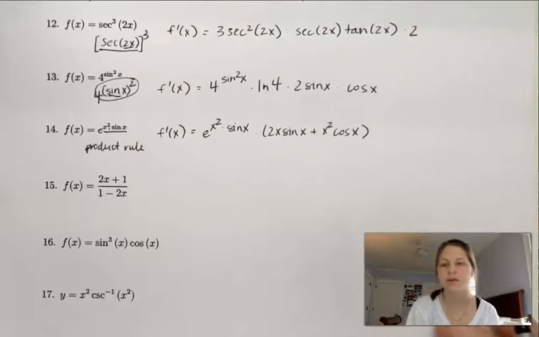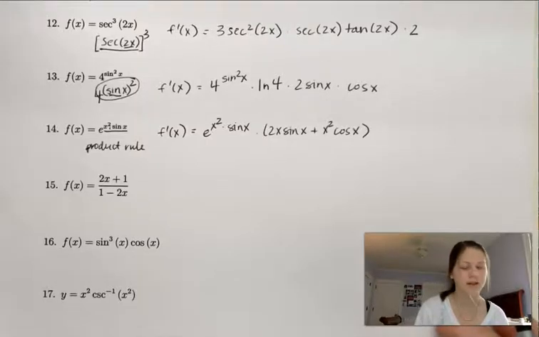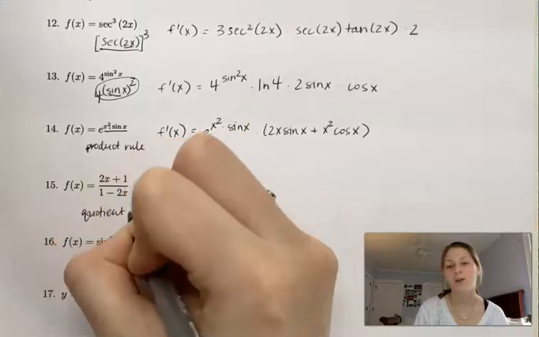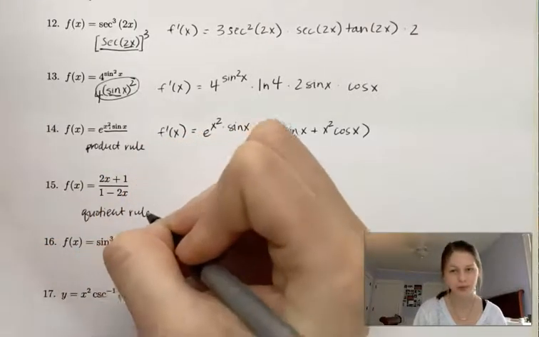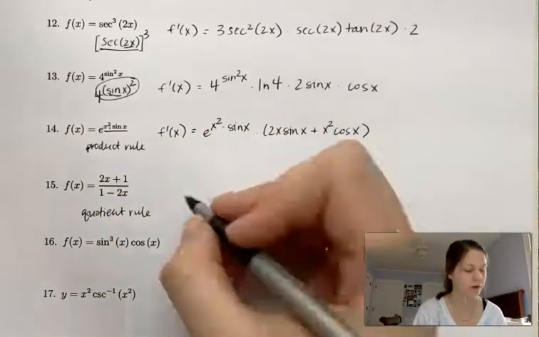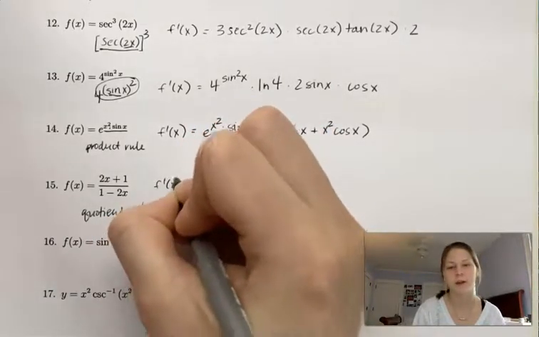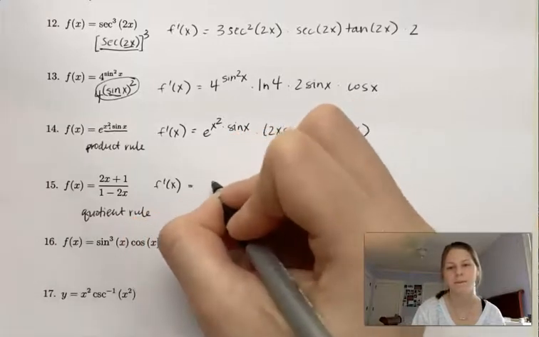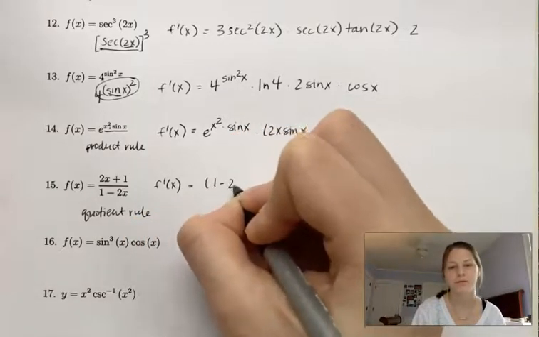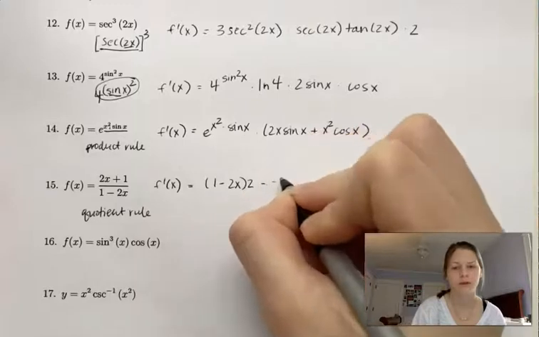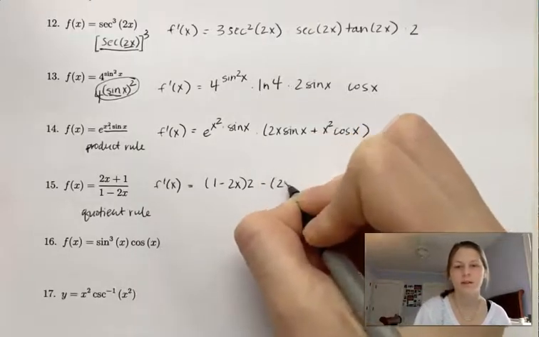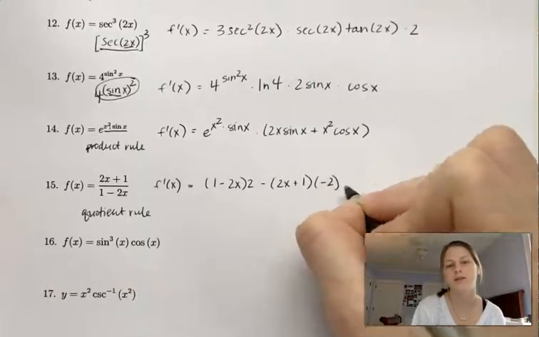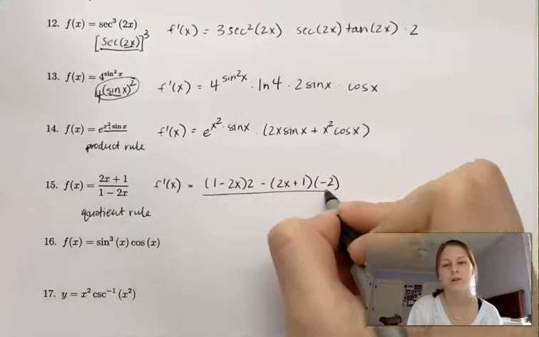And then moving on to number 15, this is just a standard quotient rule question. But as with any quotient rule question, we need to be careful with our parentheses. So for our answer, we'll get f prime of x equals low 1 minus 2x times d high minus high 2x plus 1 times d low over low squared.